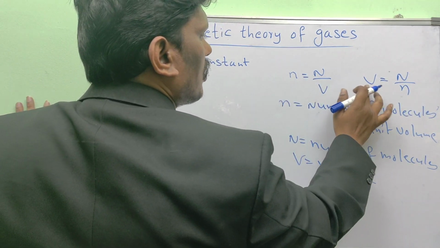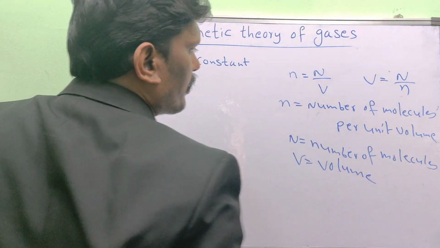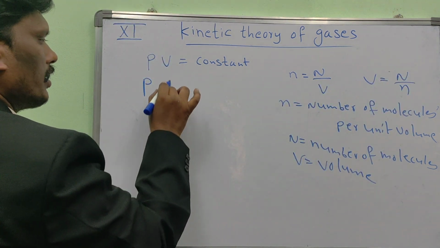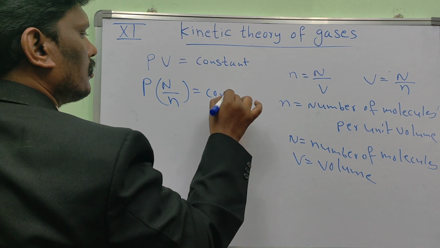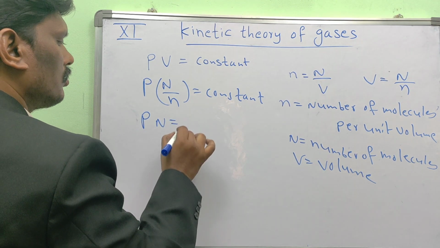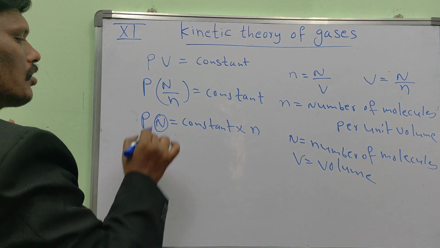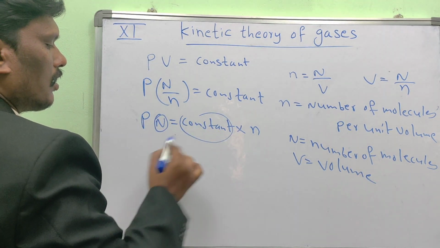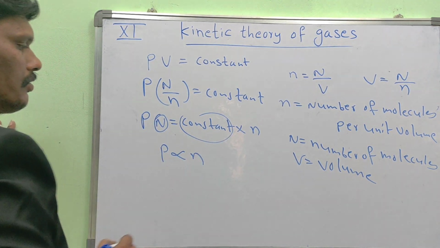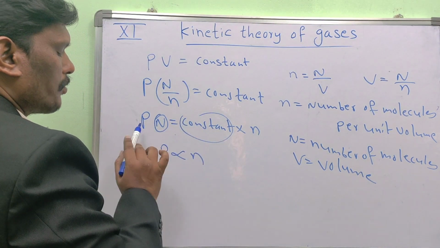Both are equivalent. So I am going to replace the volume with its equivalent N by n. So P into N by n is equal to constant. Transposing, P into N is equal to some constant into small n. Here the number of molecules is constant. Then what is the relation between pressure and number of molecules per unit volume? Directly proportional.